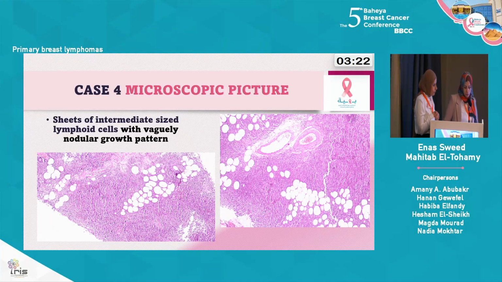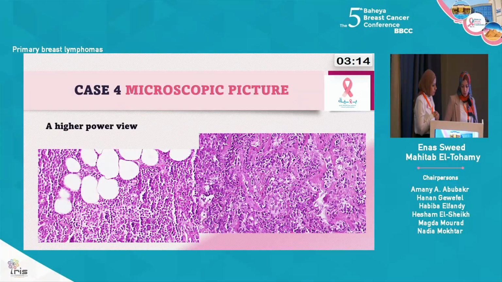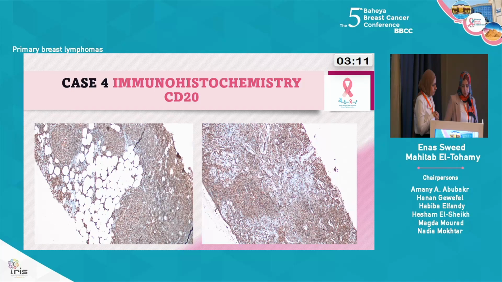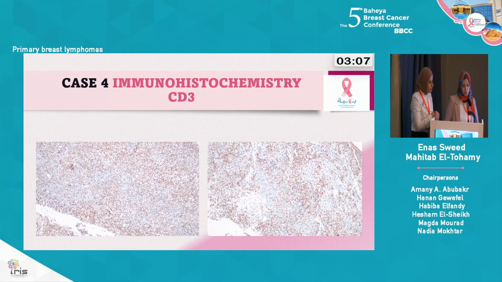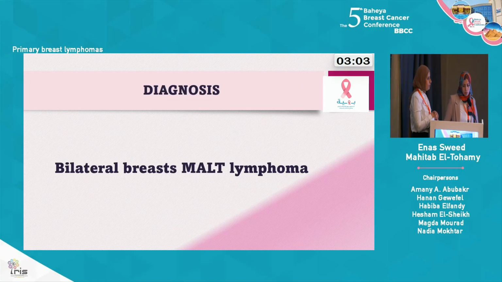Both biopsies showed the same picture of sheets of intermediate-sized lymphoid cells with a vaguely nodular growth pattern. A higher view. Immunostaining revealed diffuse positive reaction for CD20. CD3 stained the background T lymphocytes, and Ki-67 was about 15%. Diagnosis was bilateral breast MALT lymphoma.